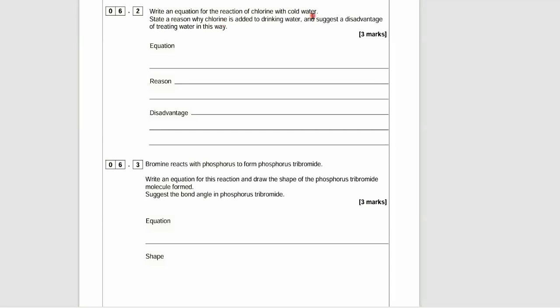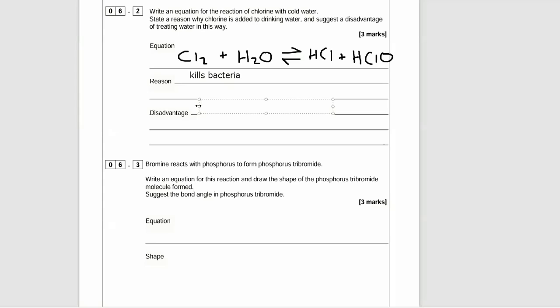6.2, write an equation for the reaction of chlorine with cold water. This comes up a lot. State a reason why chlorine is added to drinking water and suggest the disadvantage of treating water in this way. So the equation is Cl2 plus H2O, reversible reaction. We get two acids formed: hydrochloric acid and hydrogen chlorate. What's the reason? Well, it kills bacteria, sterilizes the water, so that's why we add chlorine.